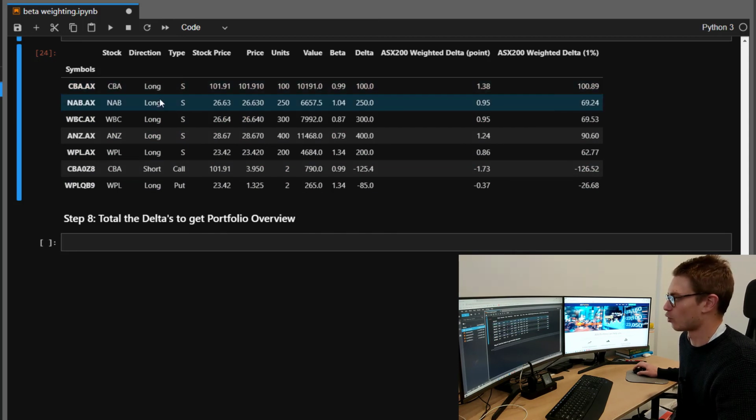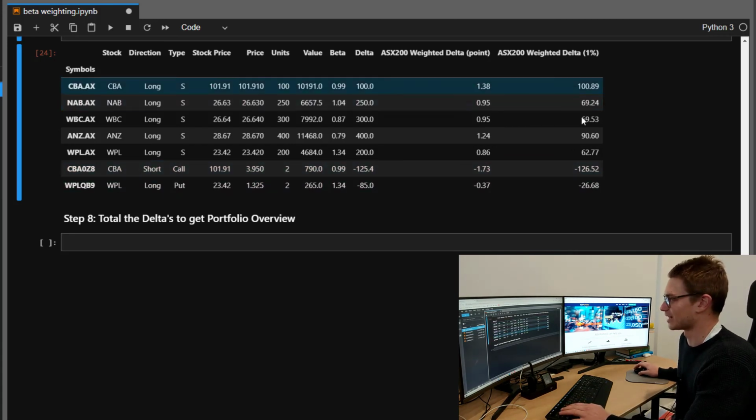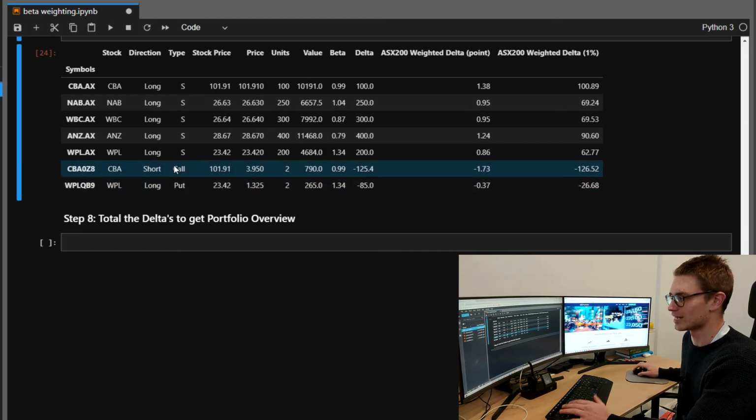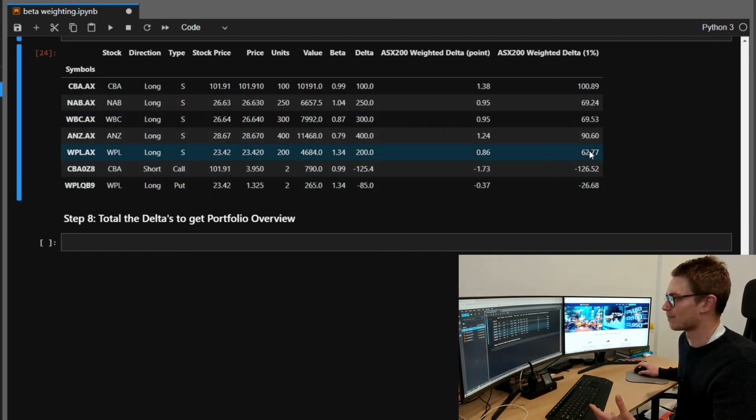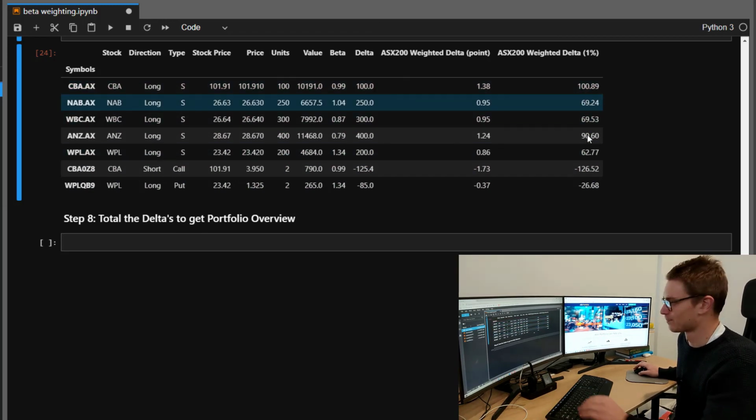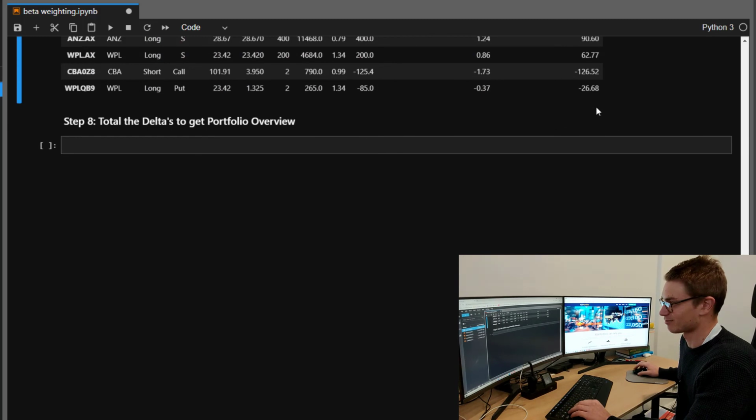$100 change for my CBA position. A negative $126 change in my option position, my short call position, with only 2 units. That's really interesting. You can see how we can use these options to our advantage to try and balance the actual impact of a market move. So the final step is to sum up that last column.